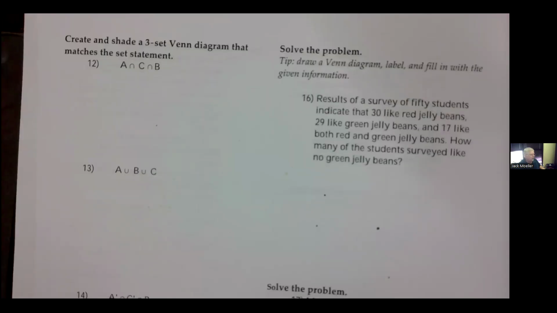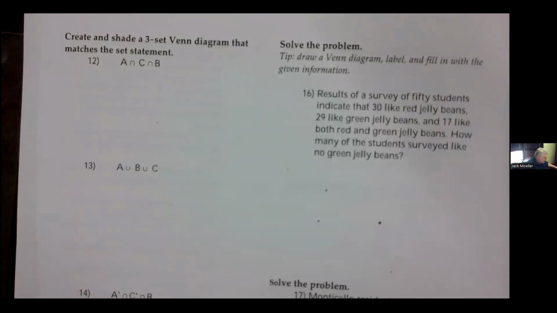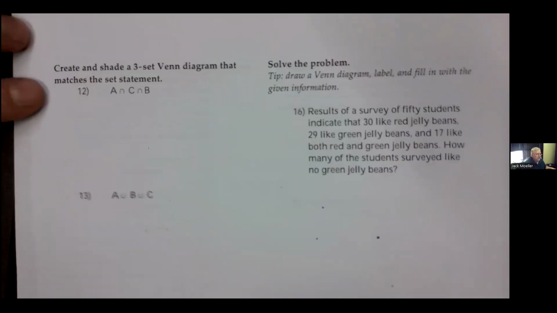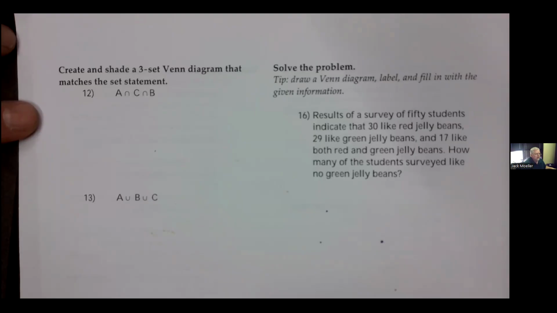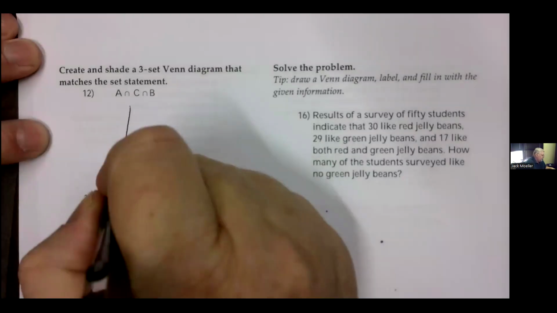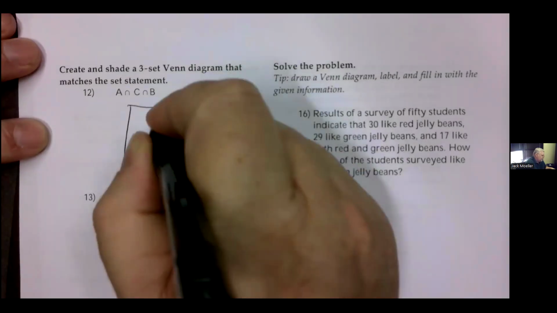Okay, what else do we have here? Now, there's not so much shading in the homework. I'll bring this up after I do these. But some of these are pretty basic. So if I want to shade A intersection C intersection B, where is that on the Venn diagram?